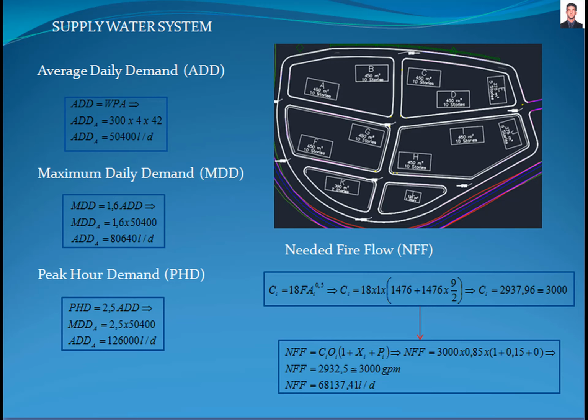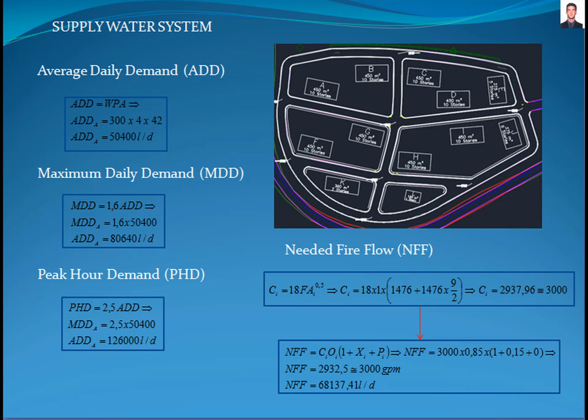In this tutorial, we're going to design the water supply system for a residential zone. The terrain area is 30,000 square meters, where it's projected to build 12 buildings. 10 buildings are for residential use and 2 are for commercial use.